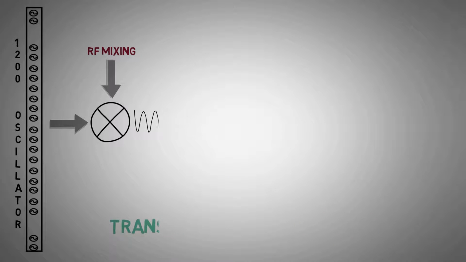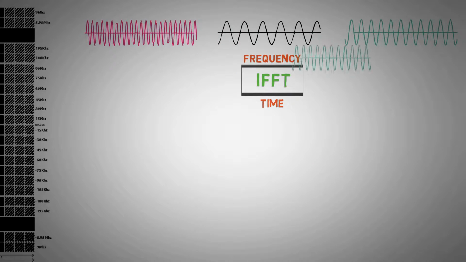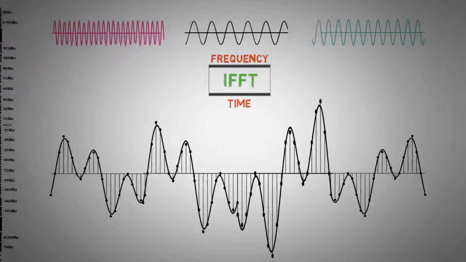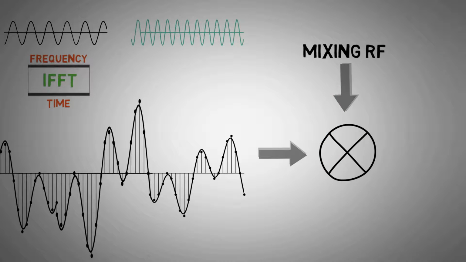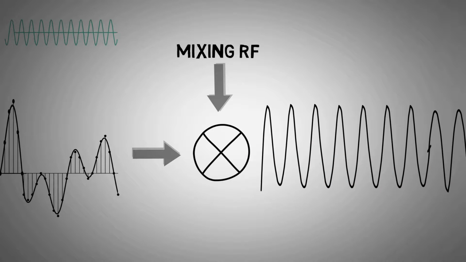So, instead of using 1200 oscillators, the IFFT solves this problem by converting the parallel frequency domain signals into samples of a composite time domain signal, which are much easier to generate at the transmitter side. All we need to do is to send these time domain samples at radio frequencies.